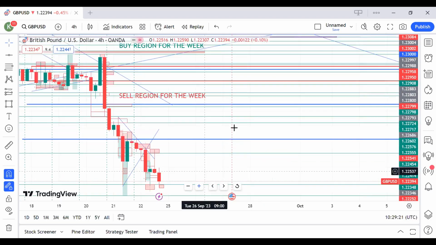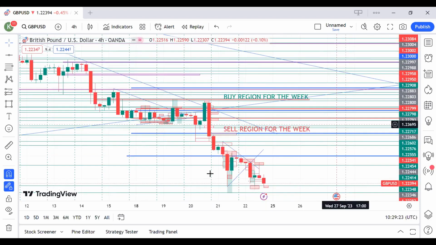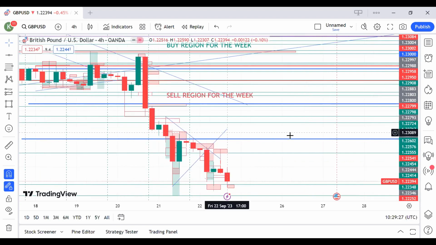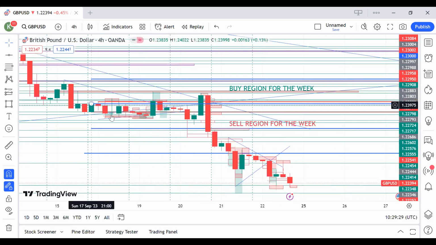At the beginning of every week, before we're able to identify the buy region and sell region, what we do is we look at the two candles that start the week. So where did our week start? Our week started on Sunday, 17th September. So this is where our week started. And this was a candle that started the week. And this is the second candle.